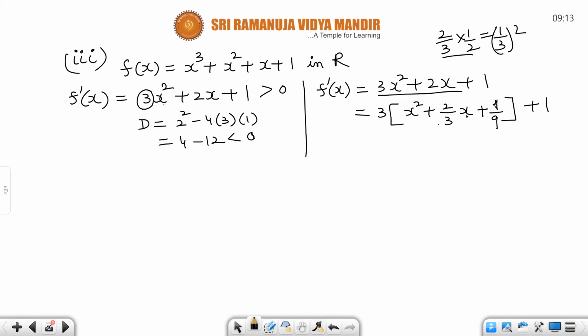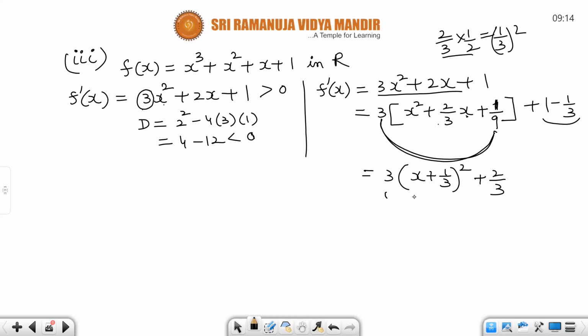So by adding 1 by 9 in the bracket, in effect I have added 3 into 1 by 9 extra. 3 into 1 by 9 extra means that is 1 by 3 I have added extra. Therefore, I have to subtract 1 by 3 to compensate for it. Okay. So that means this will be 3 into now the bracket is exactly x plus 1 by 3 whole square, so plus 1 minus 1 by 3 is 2 by 3.